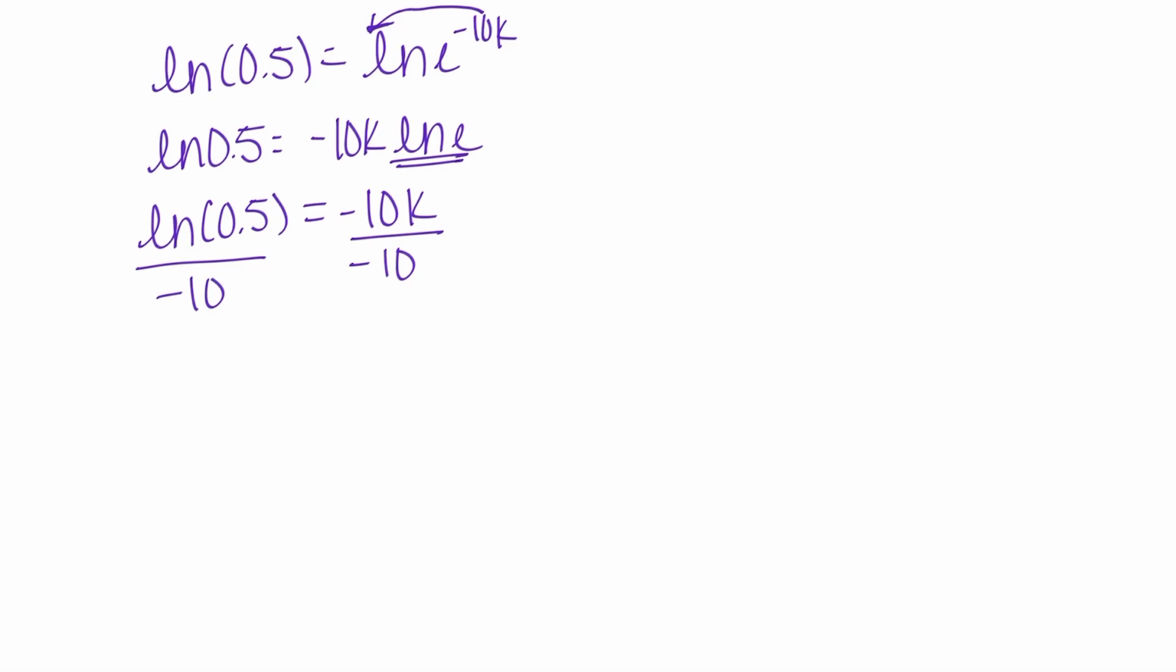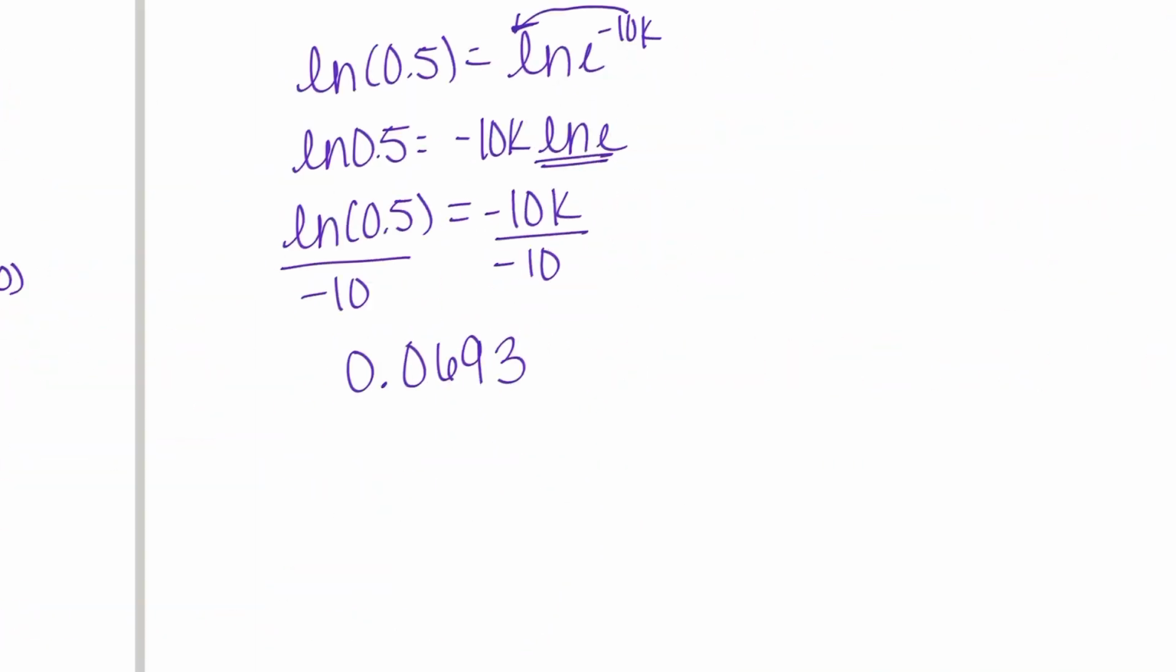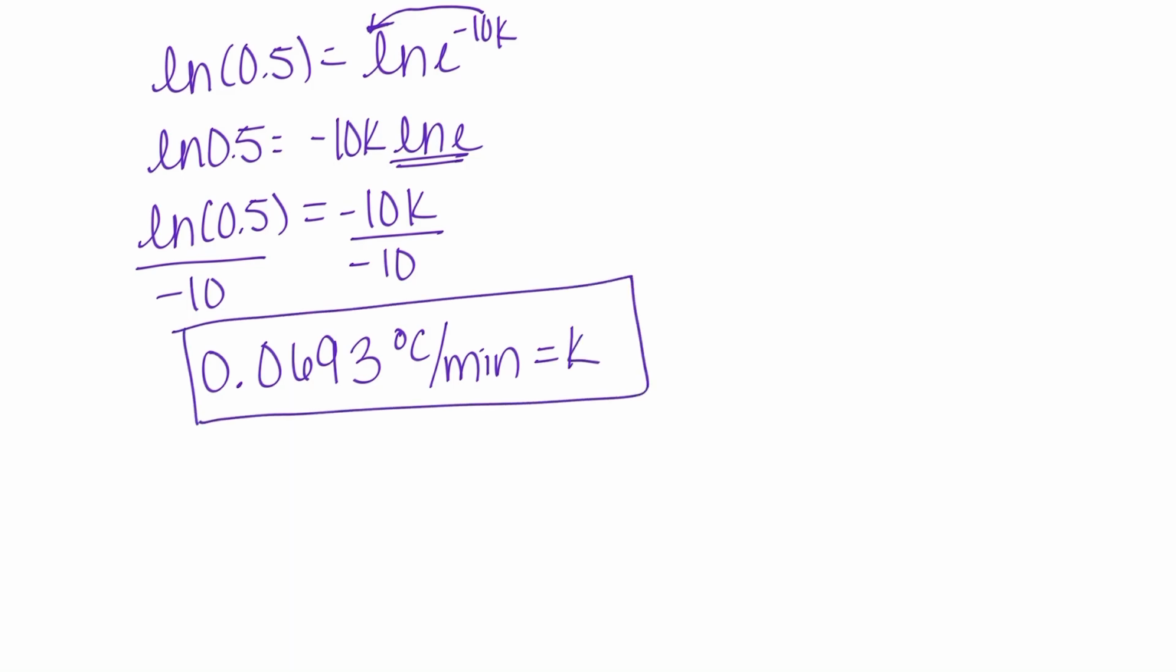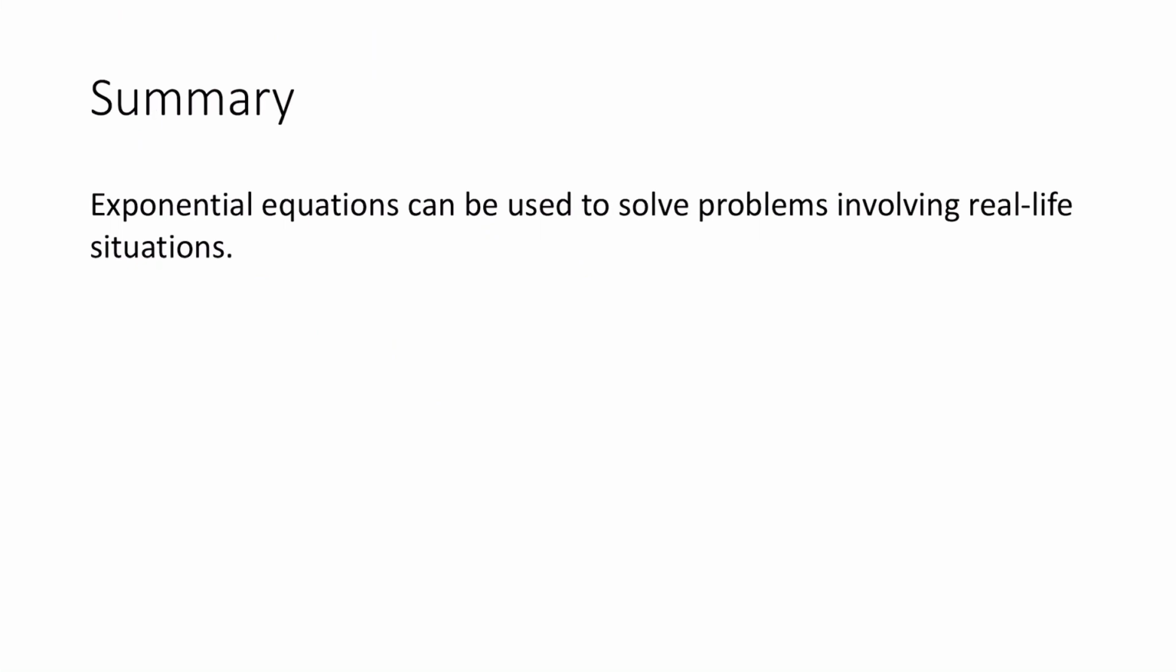So now what I need to do is take the natural log of 0.5, hit enter, and then divide by negative 10. When you do that, you will get 0.0693, and this is a rate of cooling, so it's going to be degrees Celsius per minute as our units, equal to the value of k. So that is the cooling rate of this substance. So remember that exponential equations can be used to solve problems involving many real-life situations.